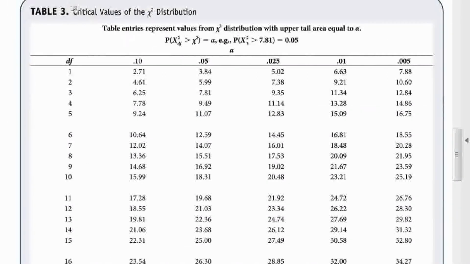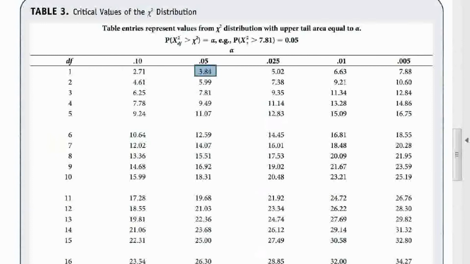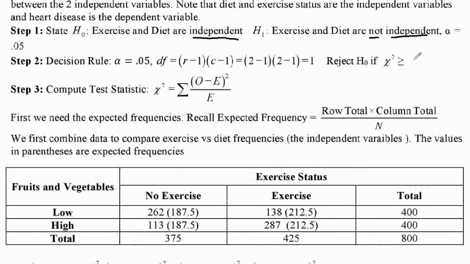So here we have the critical values for the chi-squared distribution. Our degrees of freedom are 1, and alpha here is 0.05. So our critical value is 3.84. So we go back here: we're going to reject the null hypothesis if chi-squared is greater than 3.84. Now we have to compute our test statistic, and remember the chi-squared test statistic: you sum up the observed value minus the expected value, squared, over the expected value.